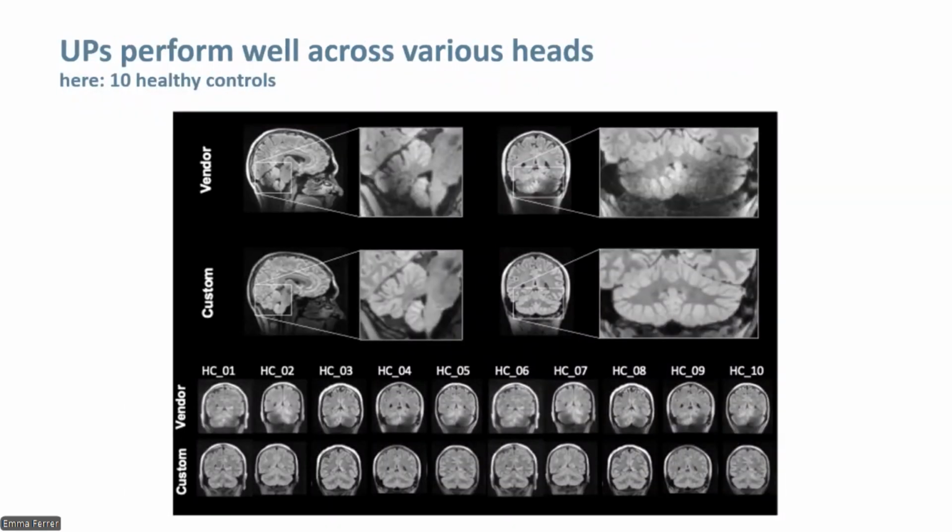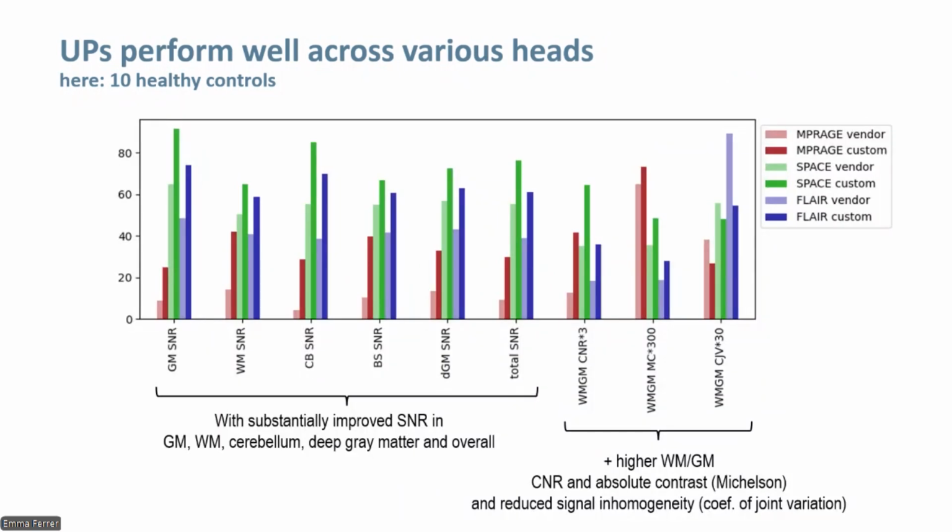And this not only works in single subjects, it works across the range of various heads, small to large. And not only in a FLAIR, but also we see substantially improved SNR in different regions of interest across the brain, and also improved contrast to noise ratio or absolute contrast, and reduced signal inhomogeneity.